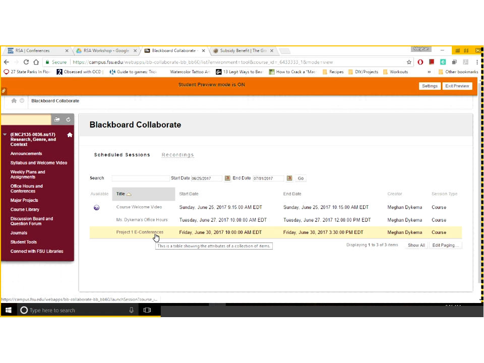Same thing with your conference. You'll just click on the name of the session you want to join at your scheduled time, and you'll be able to join the room for your 15-minute conference.